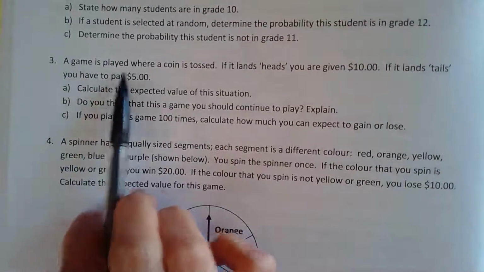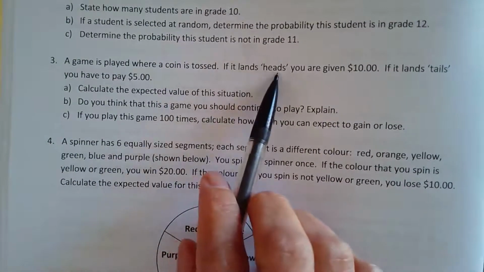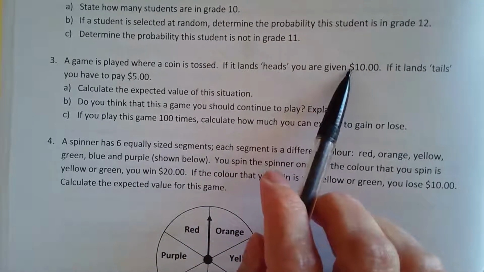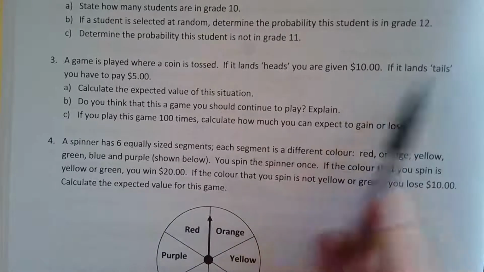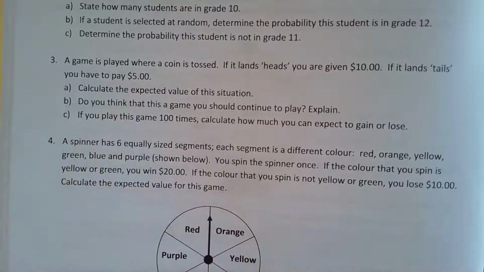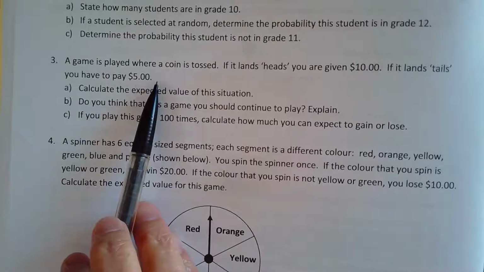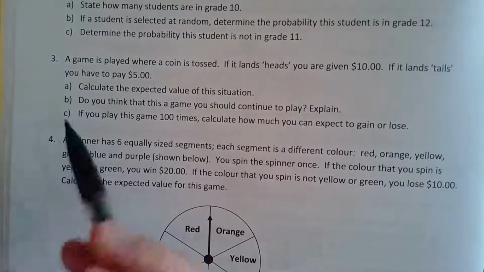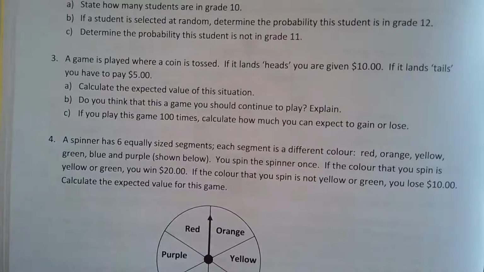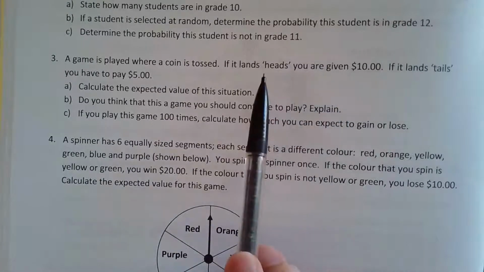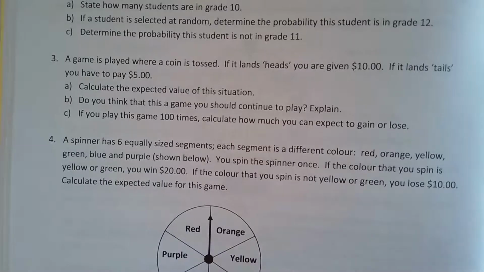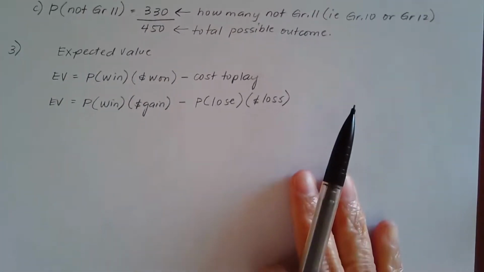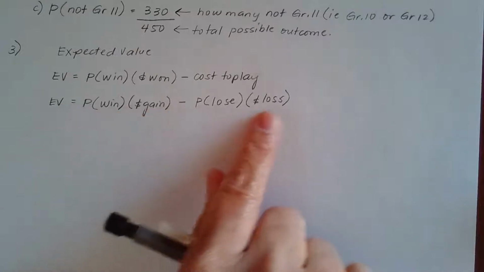So it says here, a game is played where a coin is tossed. If it lands heads, you are given $10. So that's the money that you gain. If it lands tails, you have to pay $5. So in this particular case, there is no mention of how much was the bet or how much it costs to play. It talks about how much you win and how much you have to pay if you lose. So in this particular case, we're going to be using this formula in here.